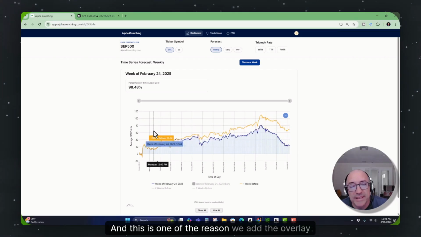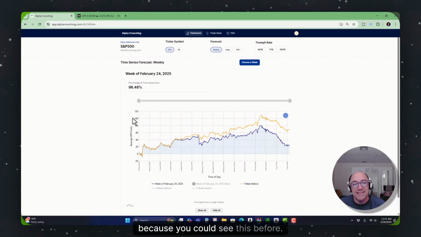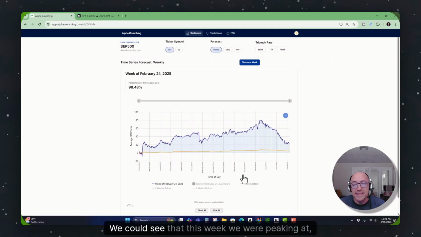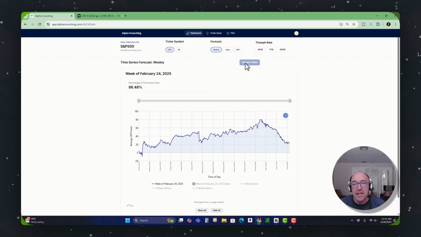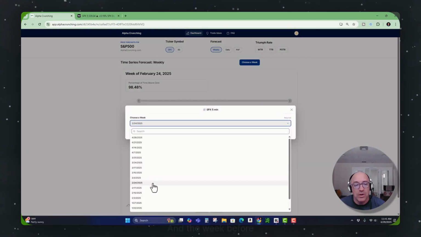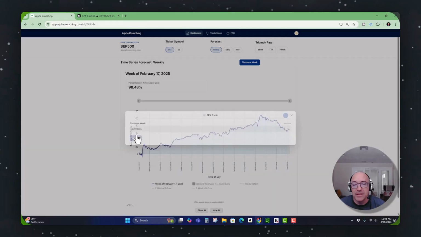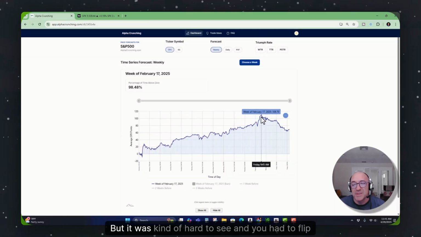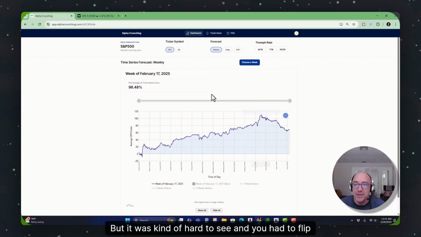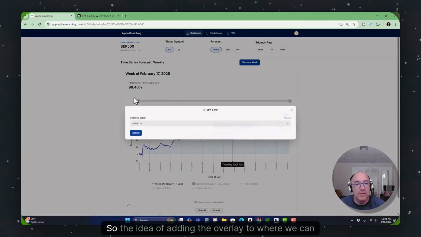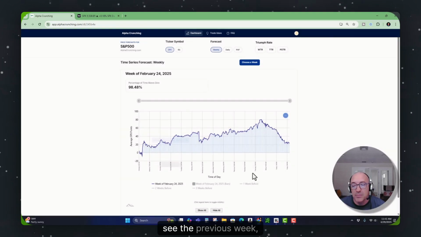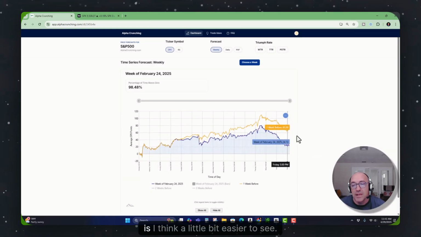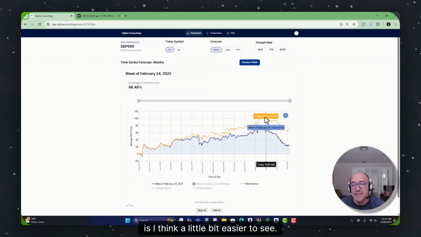And this is one of the reasons we add the overlay, because you could see this before. We could see that this week we were peaking at, let's call it, 80 points. And the week before, we were peaking at 100 points, but it was kind of hard to see, and you had to flip back and forth. So the idea of adding the overlay, to where we can see the previous week, is, I think, a little bit easier to see. We see that weakening.